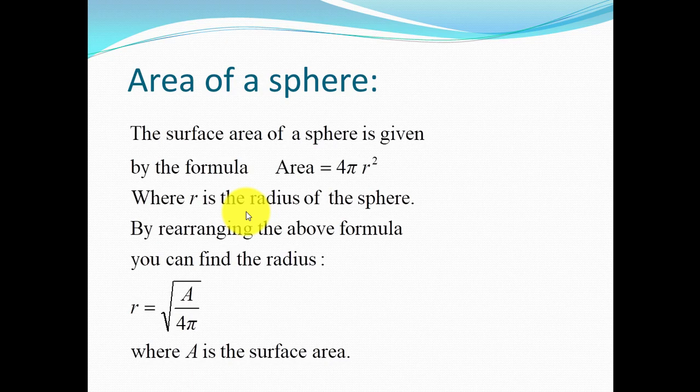There is another option also here. What is the option? The option is that if the area of a sphere is given and the radius is unknown, then how can we find the radius of a sphere? Then we use this formula. From this formula we separate the r, and here we substitute the value of A. What is A? A is the area of the sphere. Then we get the radius of the sphere.